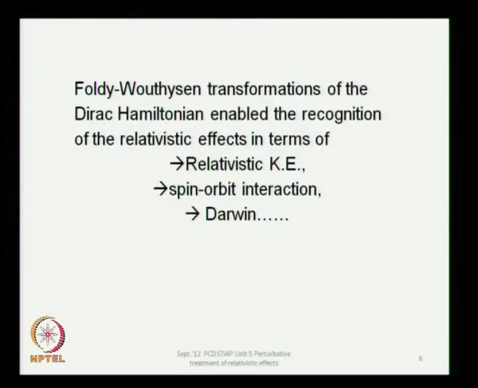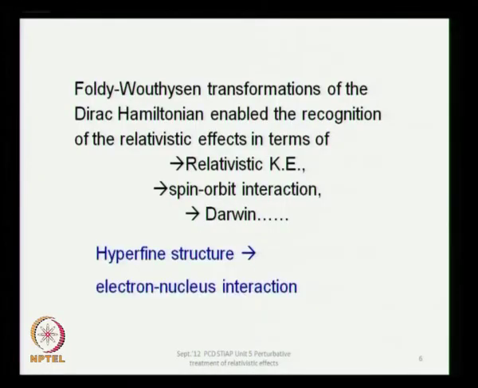But when you carry out a series of Foldy-Witten transformations 1, 2 and 3, then you are able to rewrite the Hamiltonian in a form in which these terms become manifest, and in fact they do give what we call the fine structure of the hydrogen atom, but that is not the end of the story, because beyond the fine structure there is the hyperfine structure because of the electron nucleus interaction.